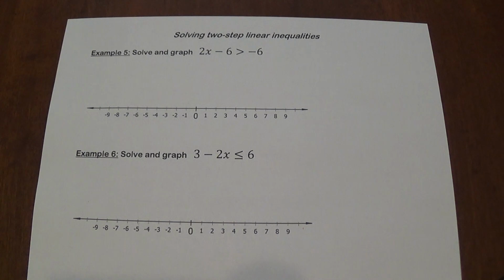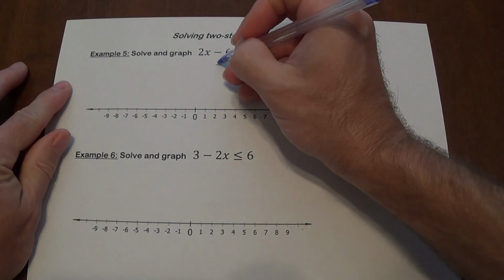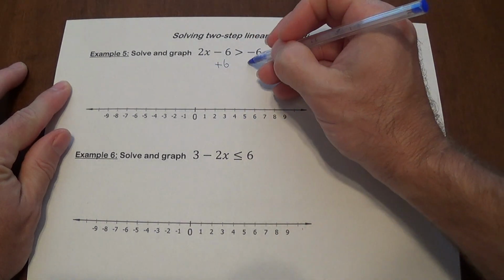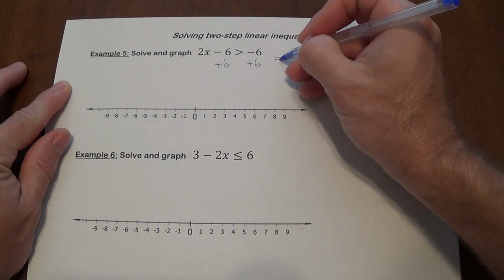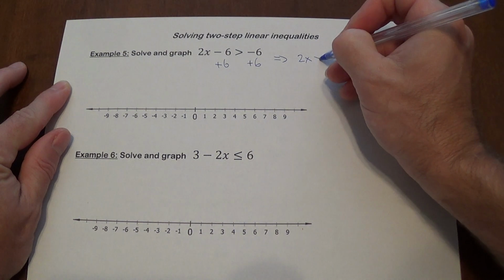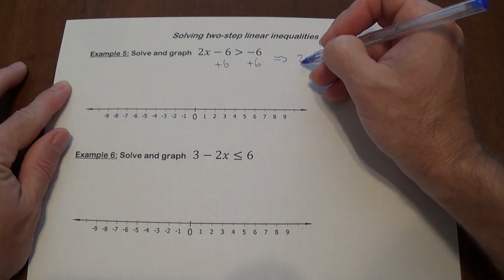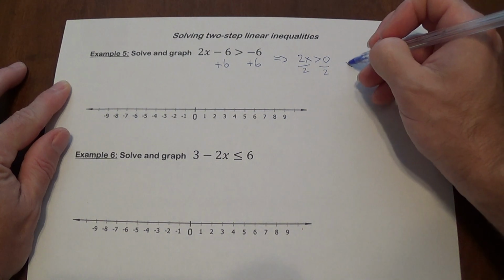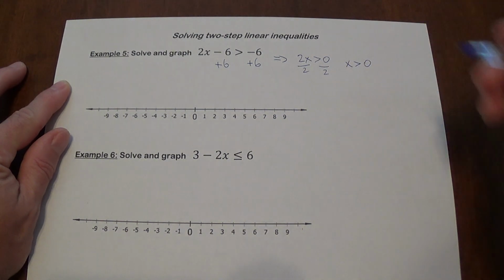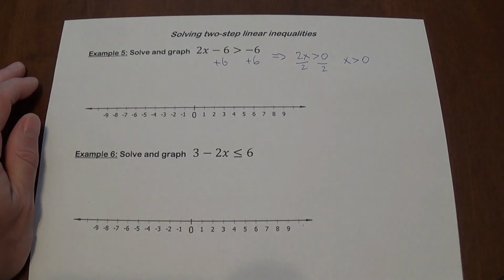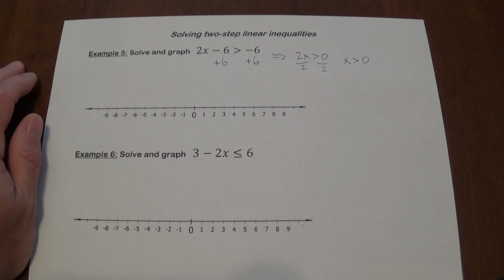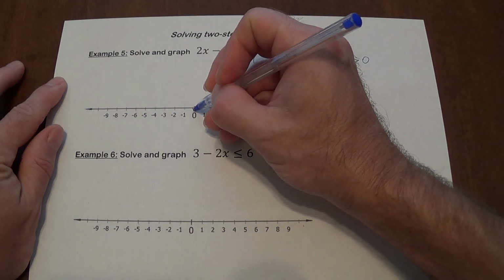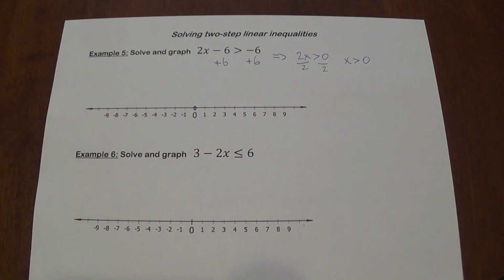2x minus 6 is greater than negative 6. So plus 6 to leave x by itself. Plus 6. That's going to give us 2x is greater than 0. It's a positive number here, so we will divide by positive 2. The sign will stay the same. And 0 divided by 2 is 0. Right? So mark 0 as an open circle, and we're shading everything to the right.